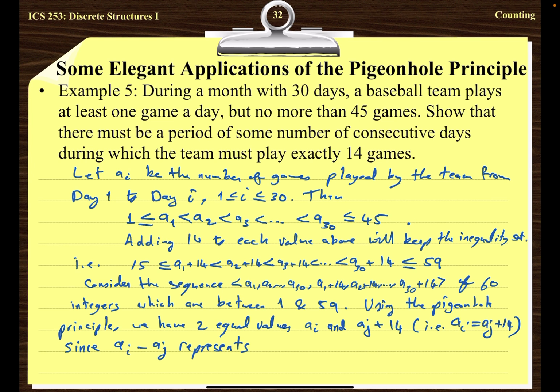The number of games played, J plus 1 to I. To I. An AI from 1 to I, صح? With AJ from 1 to J. So AI minus AJ is the number of games played from day J plus 1 to day I. Represents the number of games played from day J plus 1 to day I.